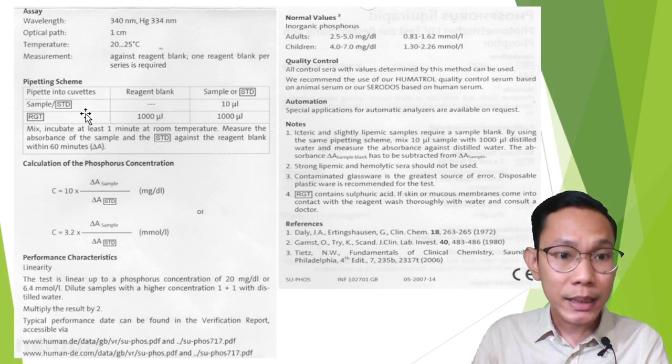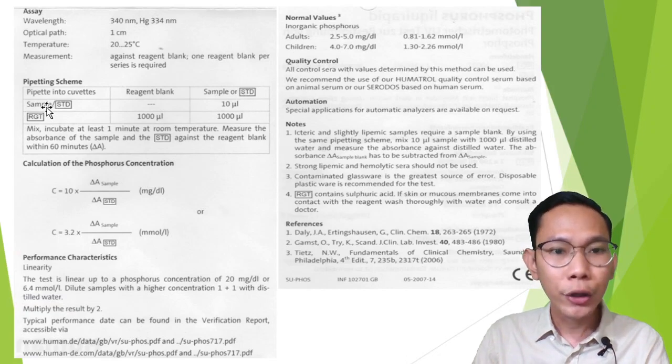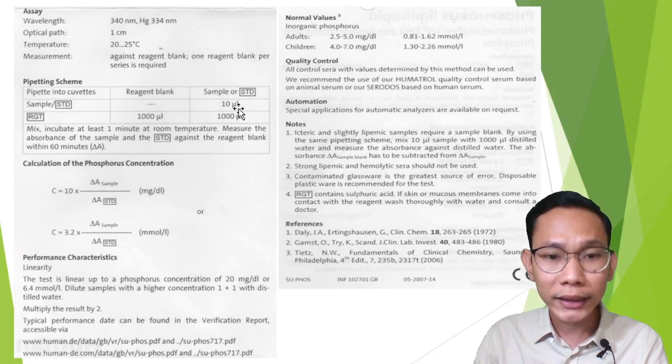For your pipetting scheme, pipette into cuvette. So ito yung reagent blank. You have to prepare your reagent blank. Again, ready na yung reagent blank natin. Then you have your sample and your standard. So your sample and standard, how many UL ang ating kailangan? 10 microliter. For the reagent, we need your 1,000 UL.